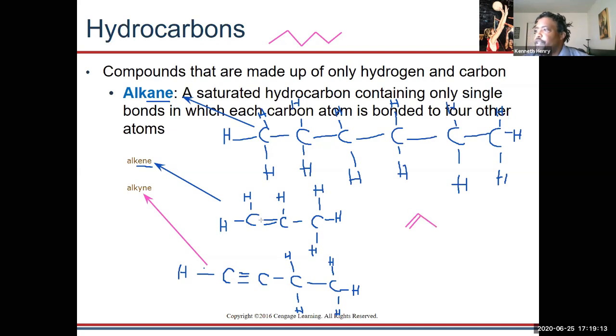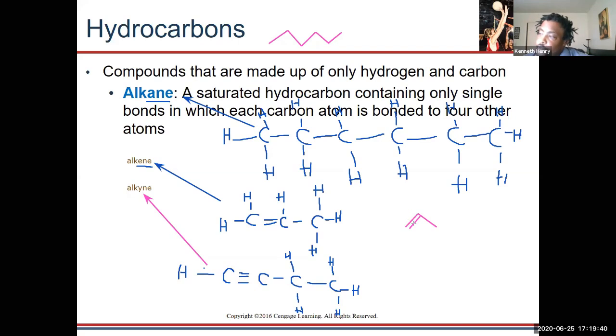How many carbons do we have here? 1, 2, 3. So we know how many attachments carbon can have? 4. So if 2 of them are dedicated to a double bond, that's 2 right there. So then how many hydrogens would I have here at this end? 2. Okay, just like we have right here.